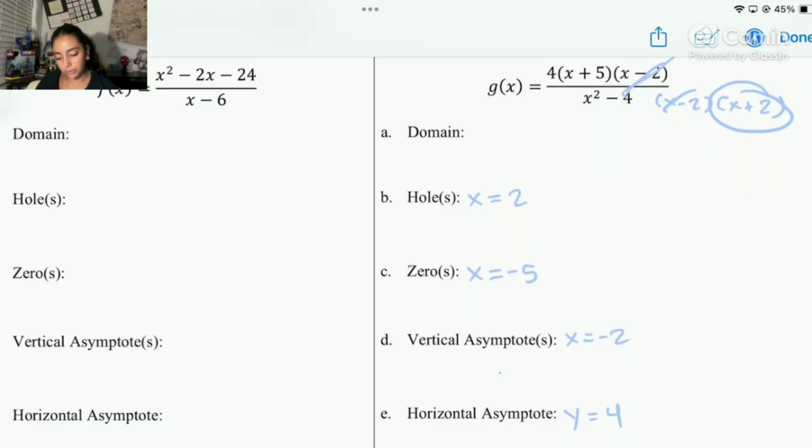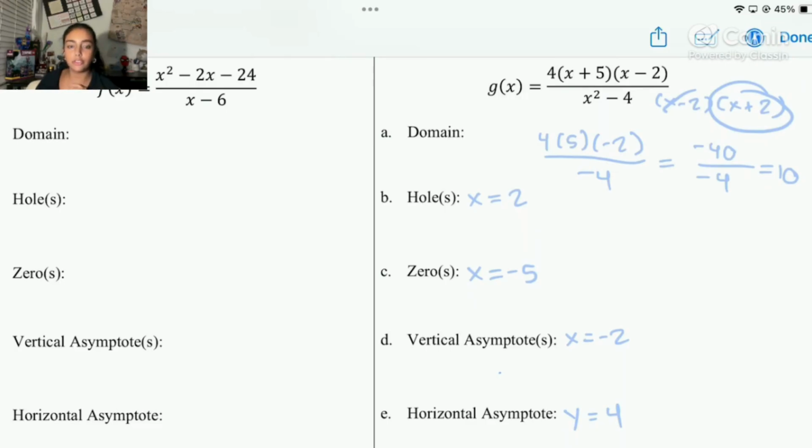So it's going to be 4 times 5 times negative 2 all over negative 4, which is just negative 40 over negative 4, which is 10. So the y-intercept is at 0, 10.